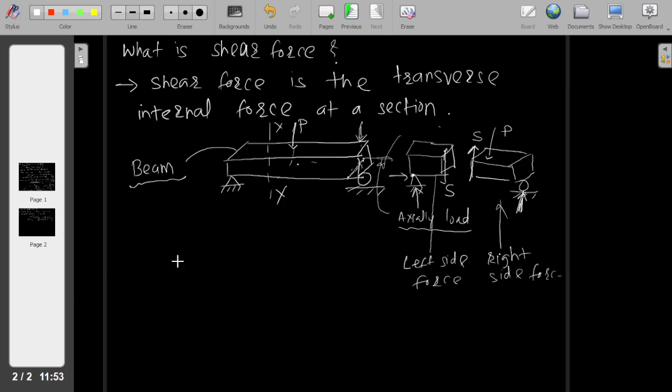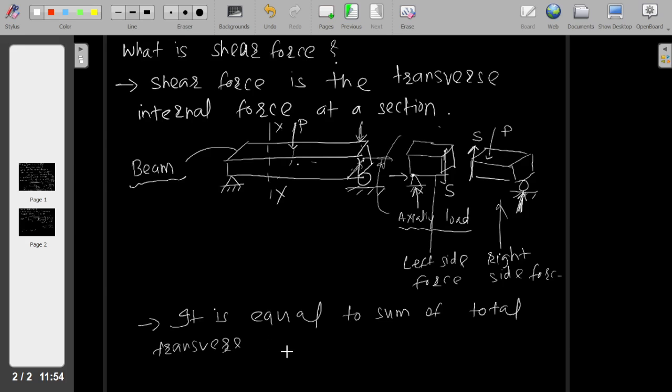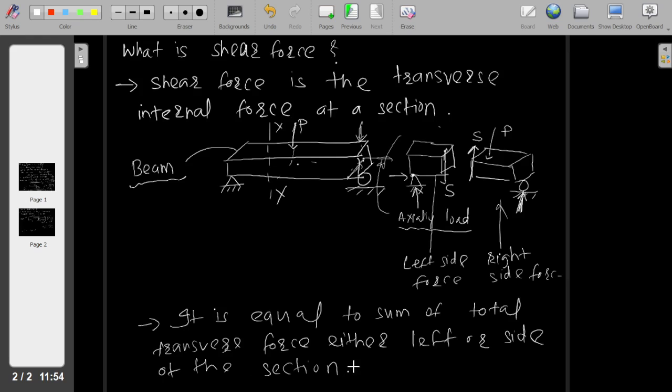Now with this we will take one more point. The internal force is equal to the sum of the total transverse force, either left or right side of the section. This word is very important: either left or right side of the section. I have explained this to you here, and just written the same thing over here.